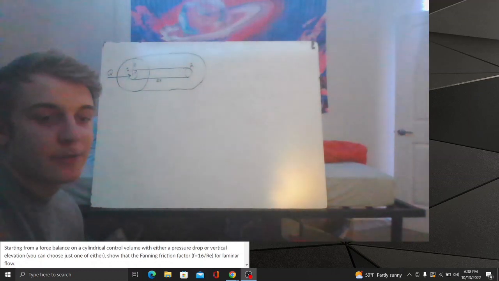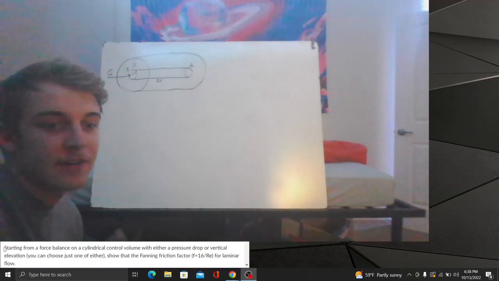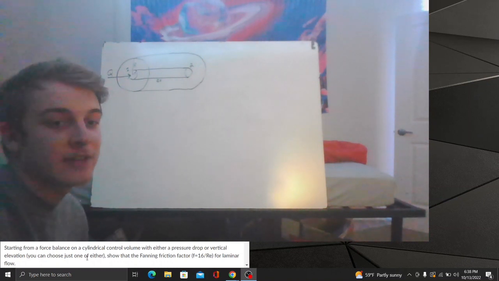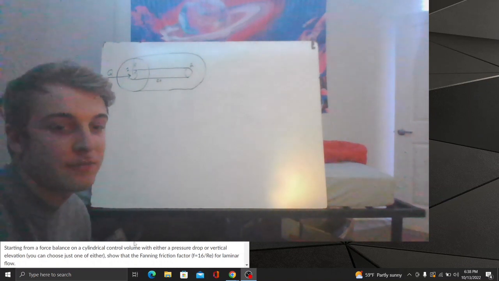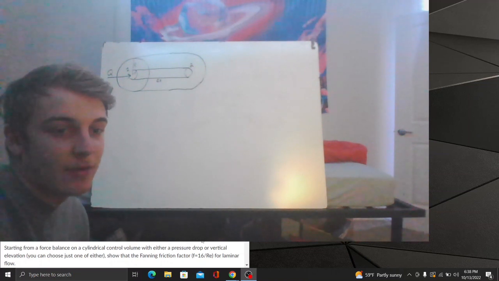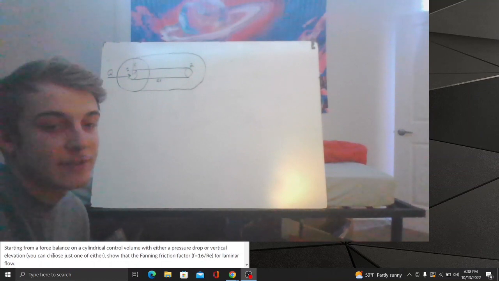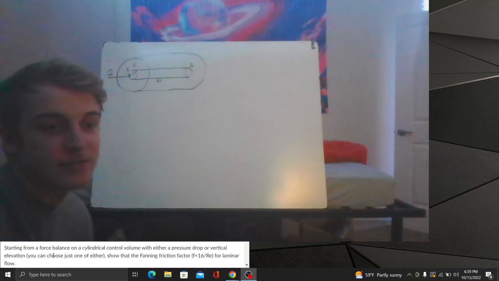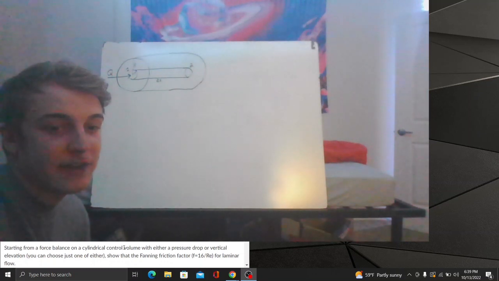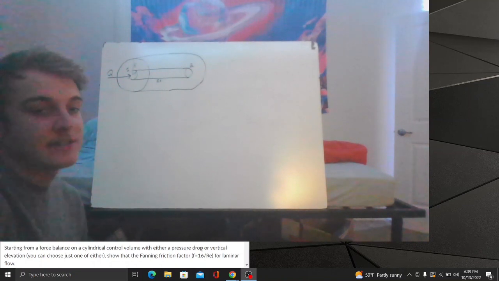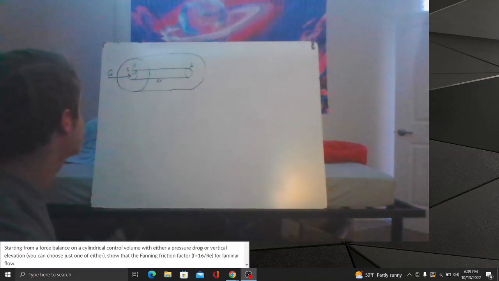So in this video, we will be solving part 3 of the homework right here, where we're starting from a force balance on a cylindrical control volume with either a pressure drop or vertical elevation. We're going to be doing a pressure drop situation, and we are to show that the Fanning friction factor is equal to 16 over the Reynolds number for laminar flow.